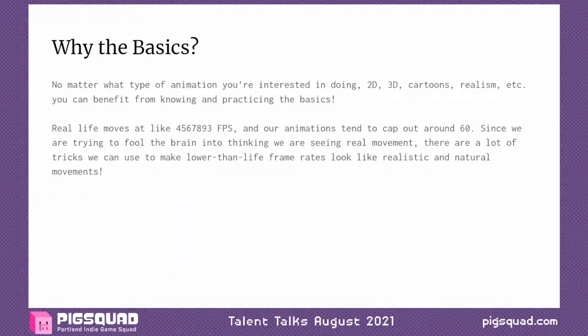So first, why the basics? No matter what type of animation you're interested in doing, be it 2D, 3D, cartoons, realism, etc., you can benefit from knowing and practicing these basics. Real life moves at, and I wrote a number down here, but I'm just going to say a bajillion frames per second, and our animations tend to cap out at around 60 frames per second. Since we are trying to fool the brain into thinking we are seeing real movement when we're animating, there are a lot of tricks we can use to make lower than life frame rates look like realistic and natural movements.